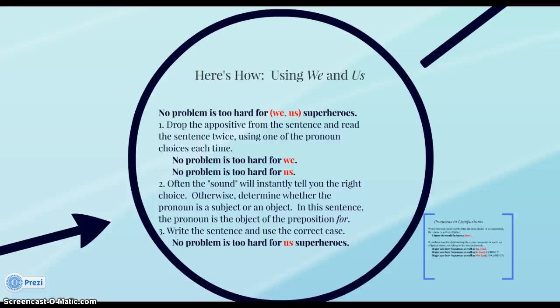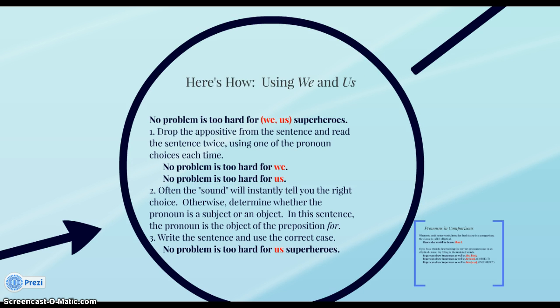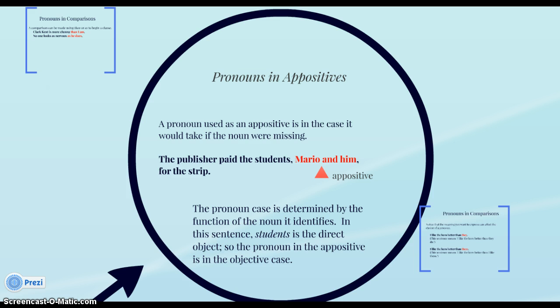Otherwise, determine whether the pronoun is the subject or an object. In this sentence, the pronoun is the object of the preposition for. Then fix the sentence using the correct case. No problem is too hard for us superheroes. That was pretty simple. Let's talk about pronouns in appositives.